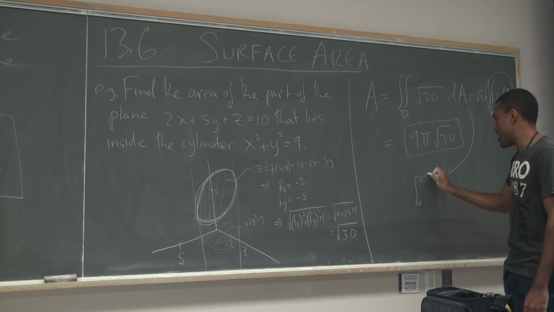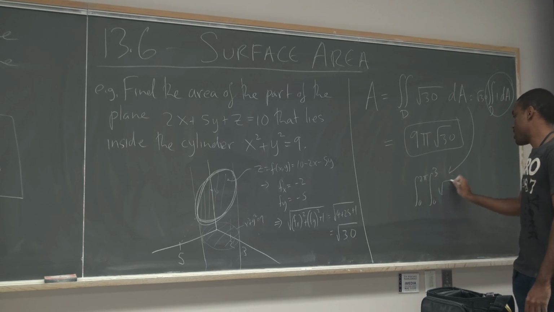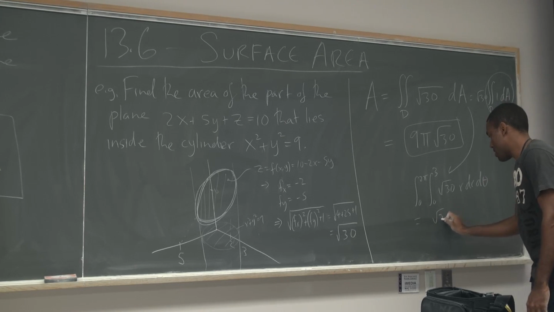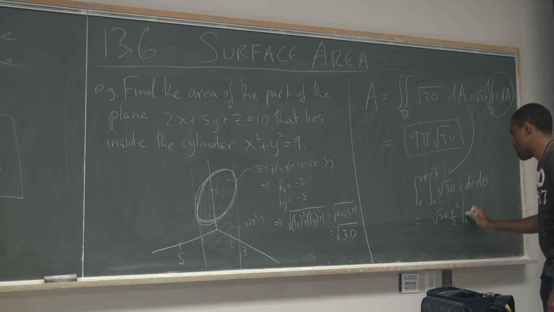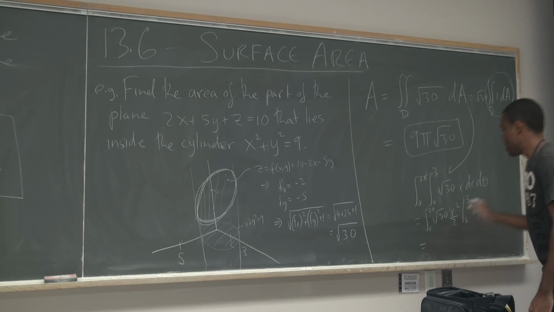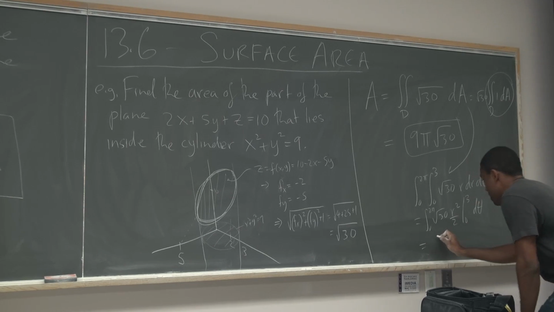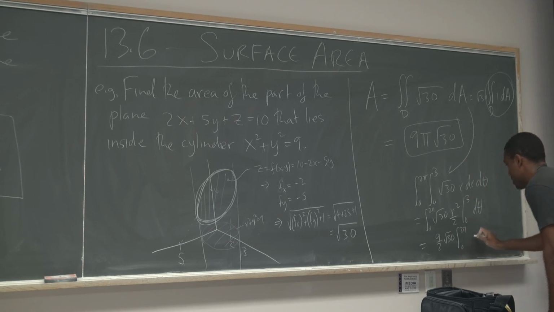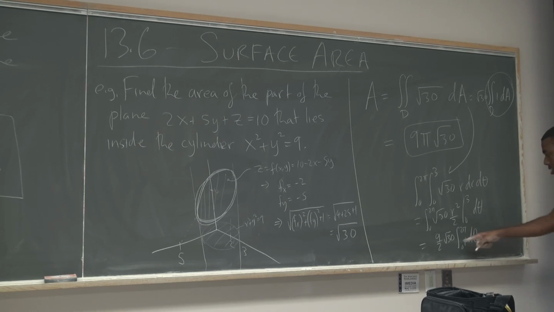Or we could have done 0 to 2 pi, 0 to 3 of radical 30, r d theta. So you're going to get radical 30, r squared over 2 between 0 and 3, 0 and 2 pi, d theta. You plug in the 3. So we're going to get 9 over 2 radical 30 times the integral from 0 to 2 pi of d theta. That's going to give me theta, plug in the limits. We're going to get 9 over 2 radical 30 times 2 pi. The 2's are going to cancel. 9 pi radical 30.